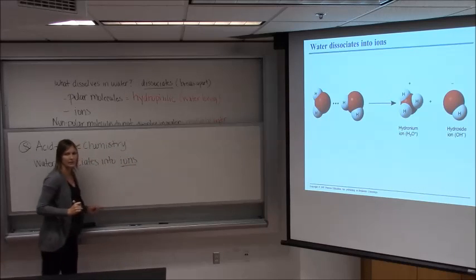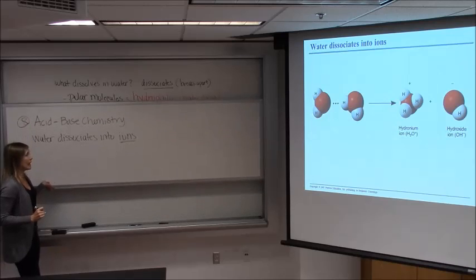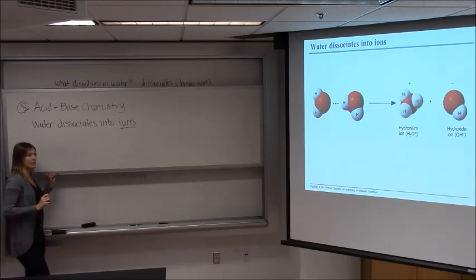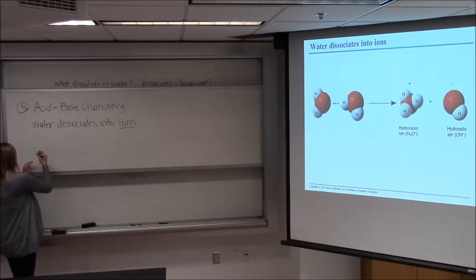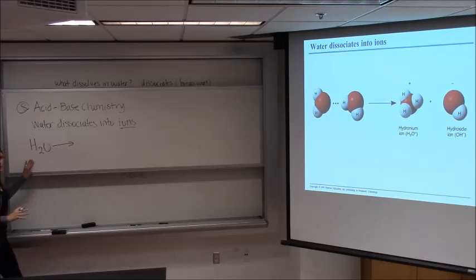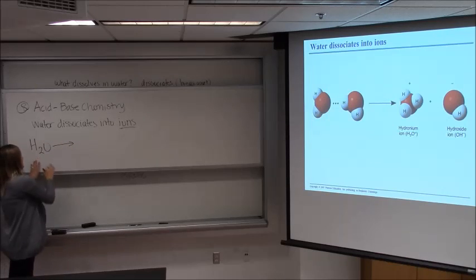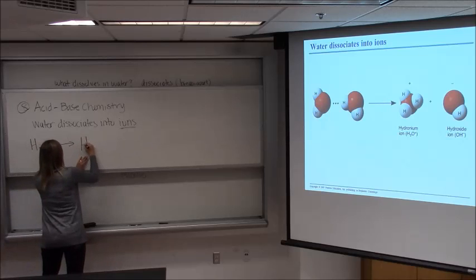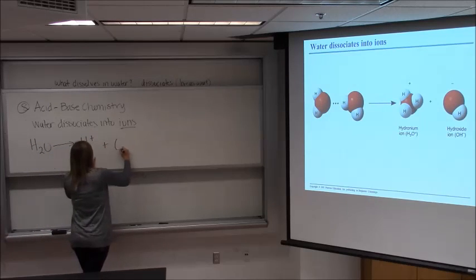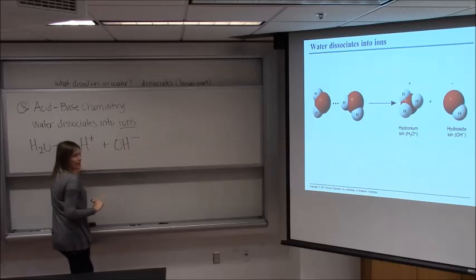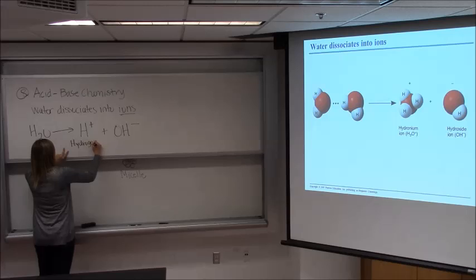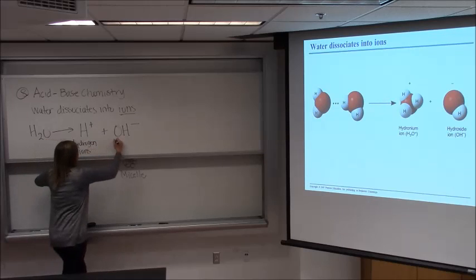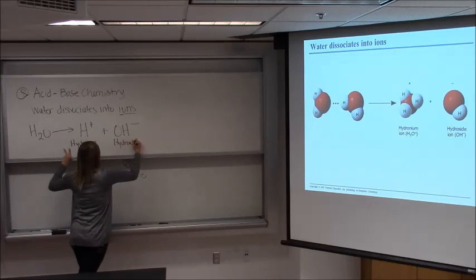You remember what ions are. They are not atoms. Atoms don't have an electrical charge, but these are going to have a net charge. In the most simple form, some textbooks really just give you the simple version of this equation, and that is water breaking into hydrogen ions and what are called hydroxide ions. So hydrogen ions and hydroxide ions.